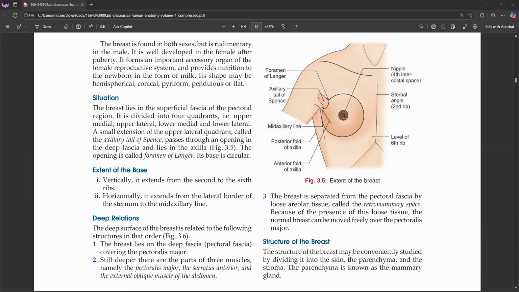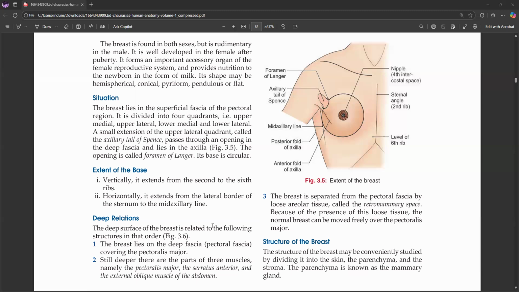Situation. The breast lies in the superficial fascia of the pectoral region. It is divided into four quadrants, that is, upper medial, upper lateral, lower medial, and lower lateral. A small extension of the upper lateral quadrant, called the axillary tail of Spence, passes through an opening in the deep fascia and lies in the axilla.